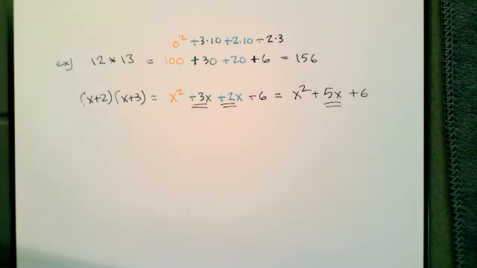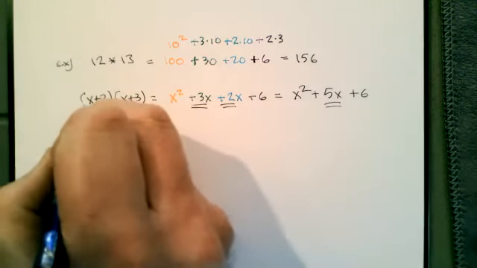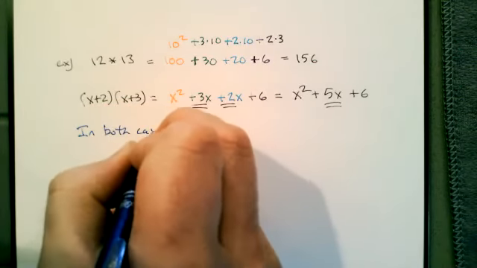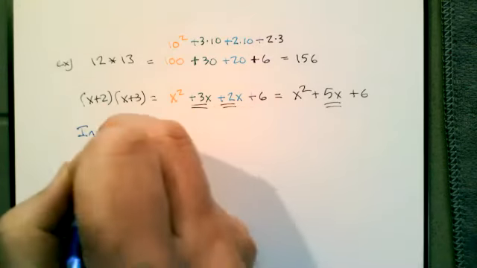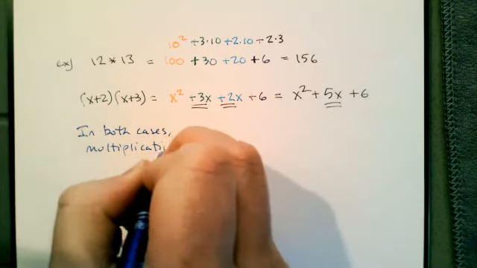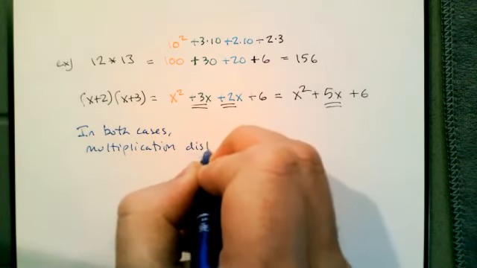We use the same process in both because they're both multiplication and they both have terms. And terms are separated by addition. So we're just using the distributive property and distributing the multiplication over the addition. In both cases, multiplication distributes over addition.